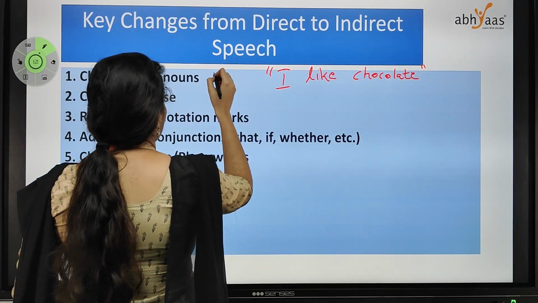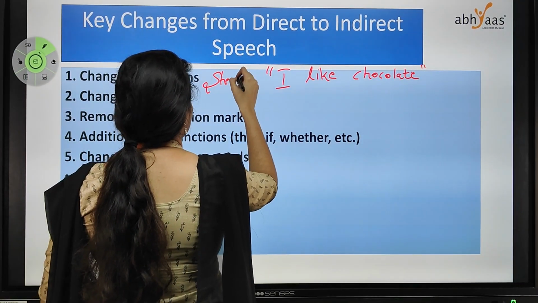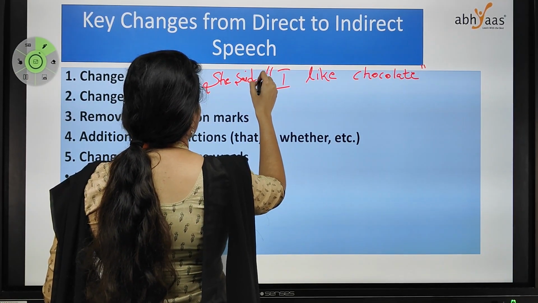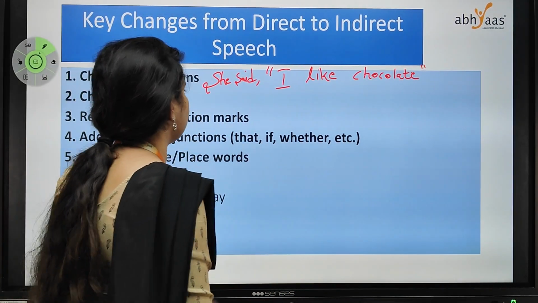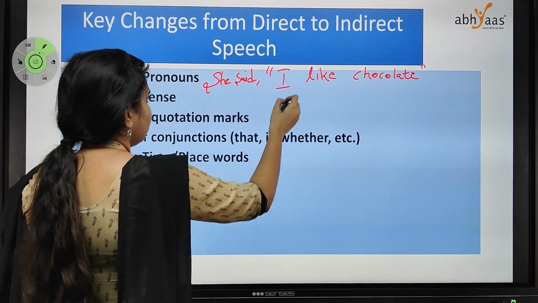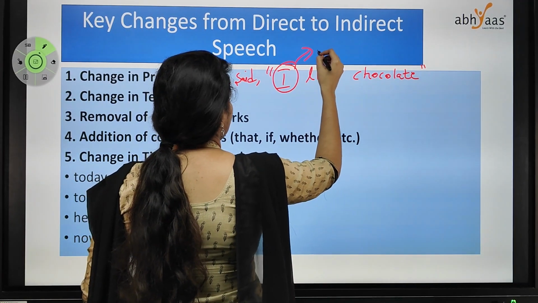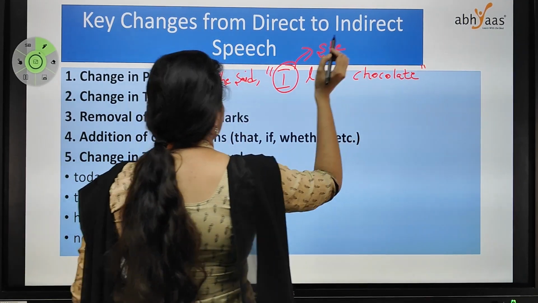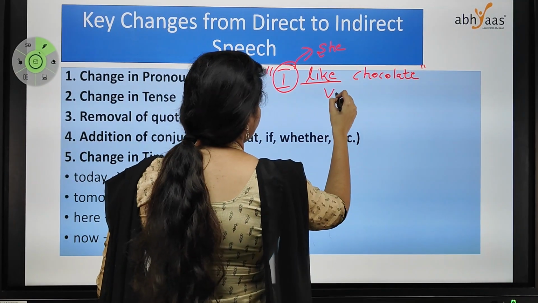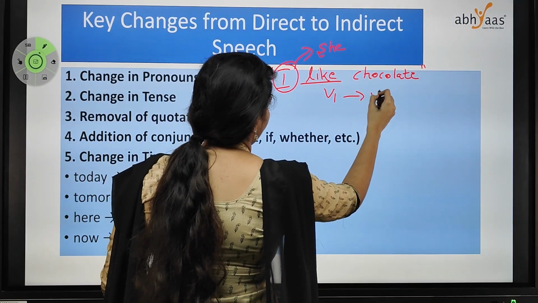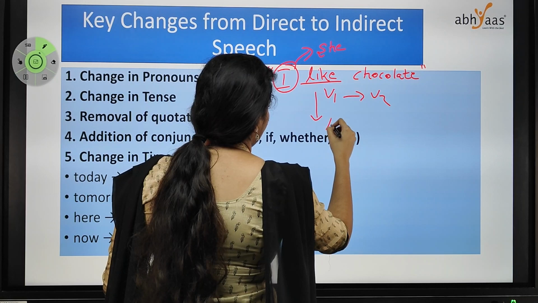Okay, she said, "I like chocolate." Okay, so the first thing would be change in pronouns, right? So I becomes she. She said that she liked chocolate. The second thing would be change in tense. Okay, like is in V1, this becomes V2, so this becomes liked.